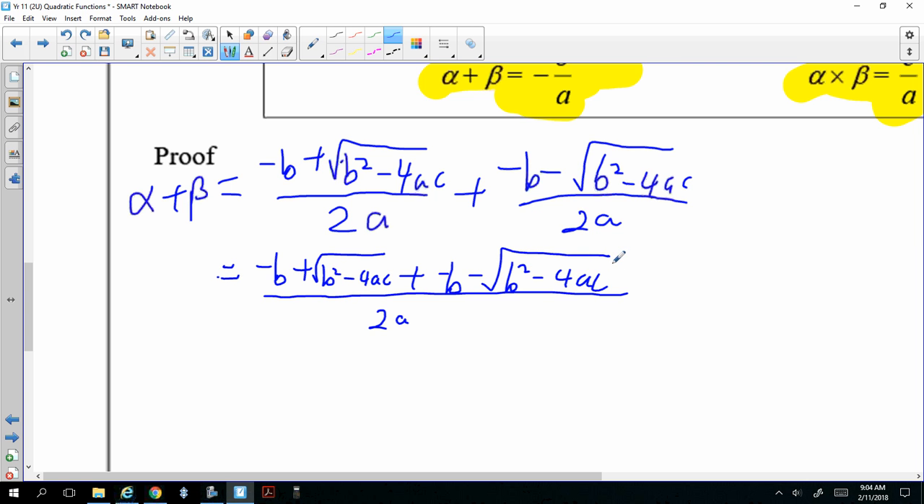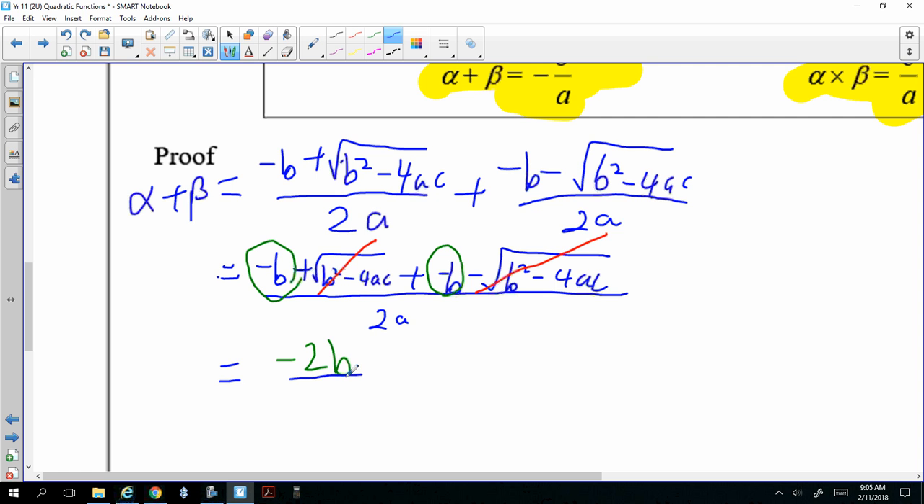Now, is there any like terms? Which two are like terms? Yes, see, can you see that thing gets cancelled? You get cancelled, and then if we add the remaining term, what's negative b plus negative b? Negative what? Negative 2b. Very good. Over 2a.